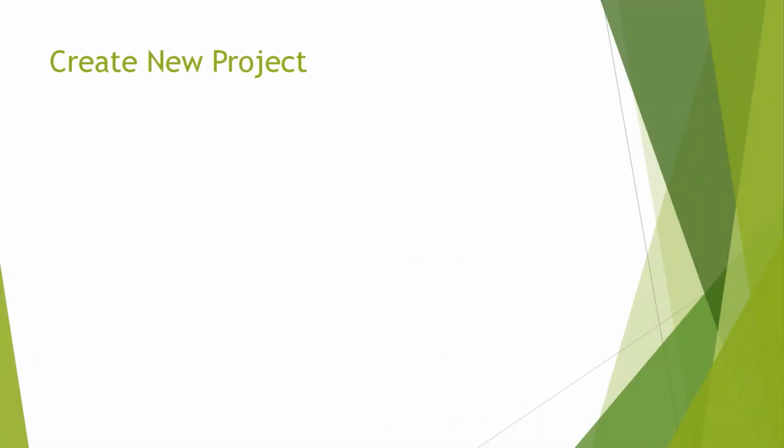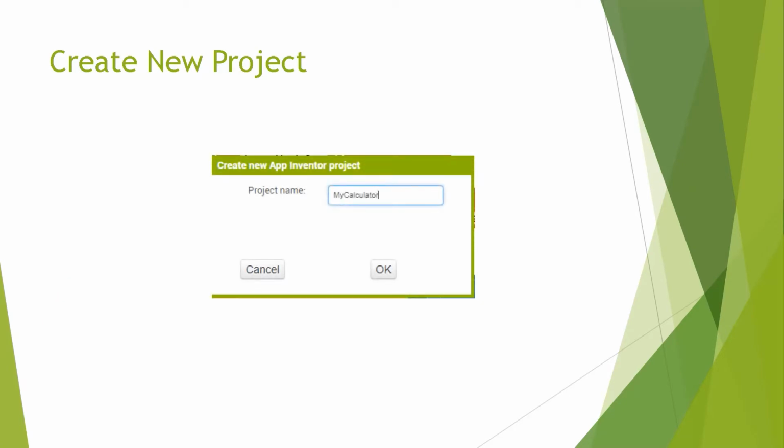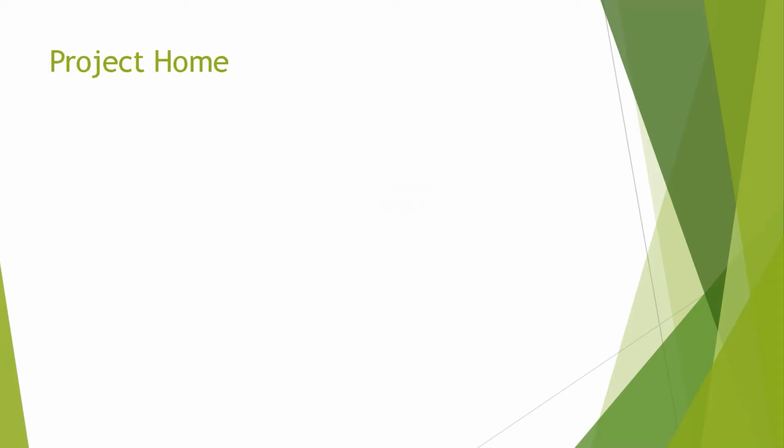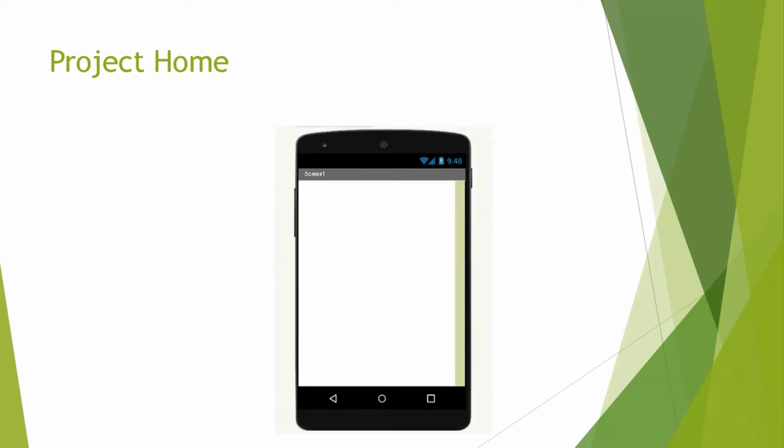Now let's enter project name. We will call our project MyCalculator. Please enter MyCalculator in the project name and press OK. Now, you can see the home of your project. A blank screen will appear. Here we will make the design of our application.